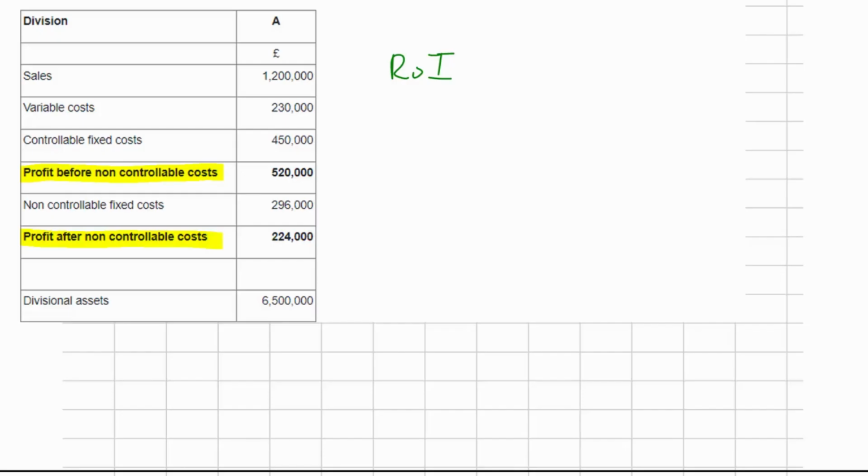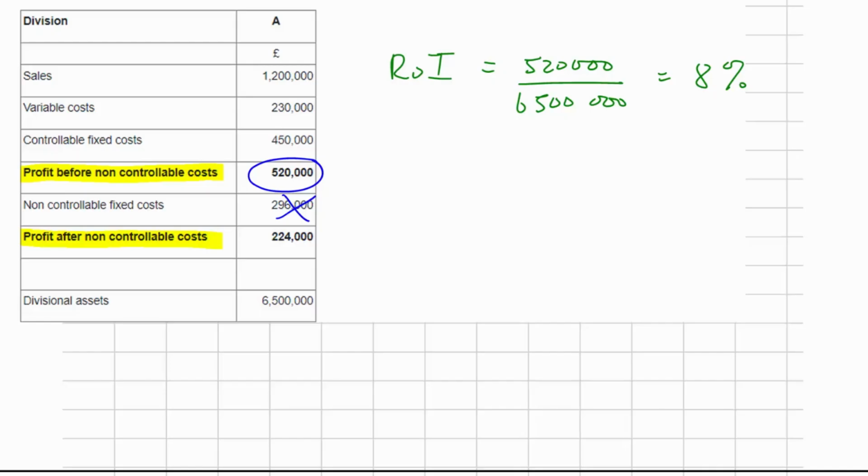But let's think about, what can this division actually control? So we want to ignore those non-controllable fixed costs because that's got nothing to do with the division. They can't influence that in any way. So we need to focus on the profit before those non-controllable costs because the division can actually control those figures. So our return on investment is going to be the 520,000 profit from controllable activity divided by the assets. So that's how much we've invested in that division. And that gives us an 8% return on investment.